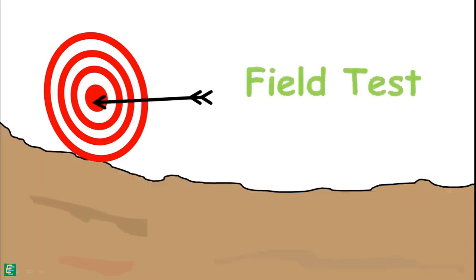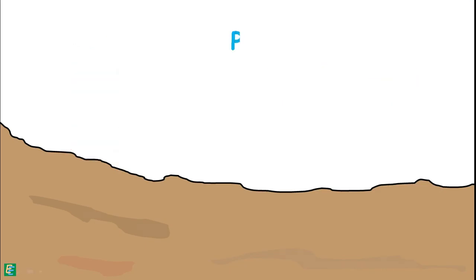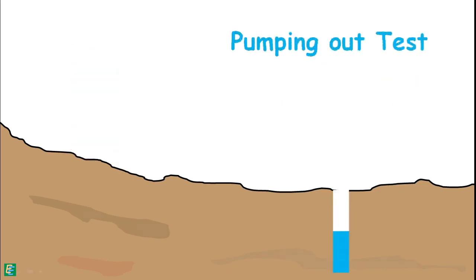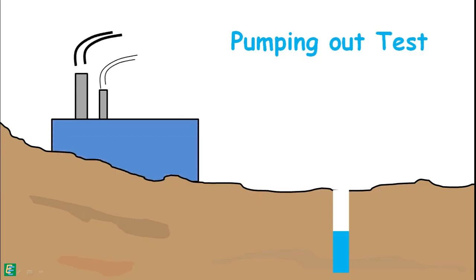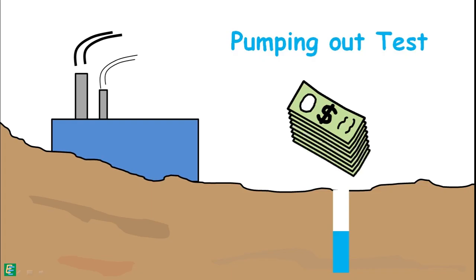So, to deal with such problems and to obtain a near accurate value of permeability, we perform a field test on the soil mass. Usually, a pumping out test is conducted for the purpose. We perform these tests for large engineering projects because these tests are very expensive.